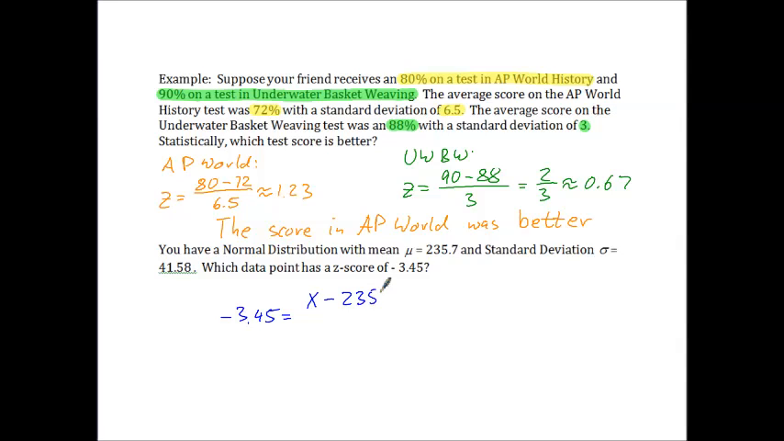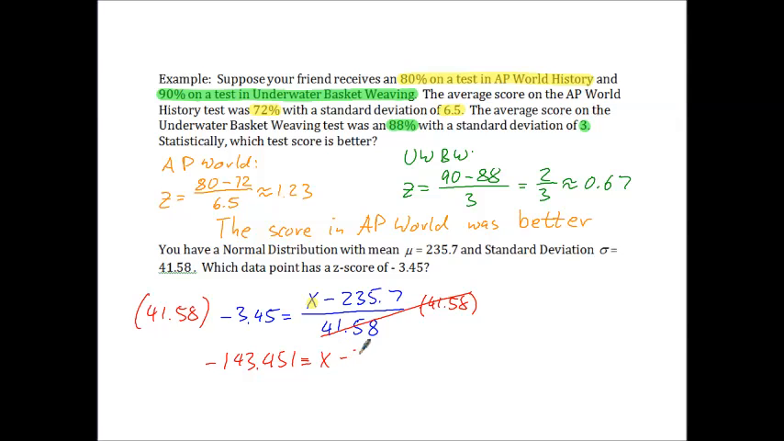minus the mean, 235.7, divided by the standard deviation of 41.58. In order to solve this for x, we are first going to multiply both sides by 41.58 because we want to get rid of our fraction. That cancels out on the right, and on the left we get negative 143.451, which is equal to x minus 235.7. And now let's add 235.7 to both sides.